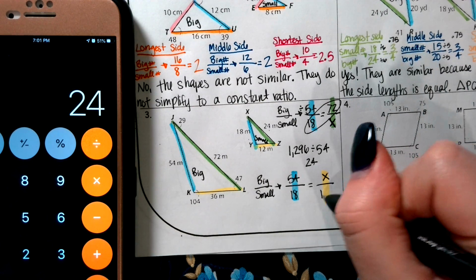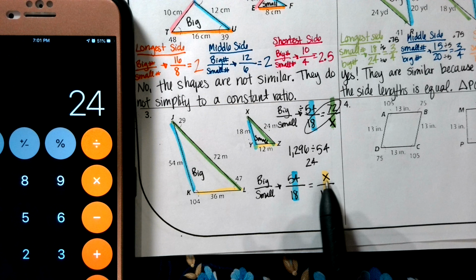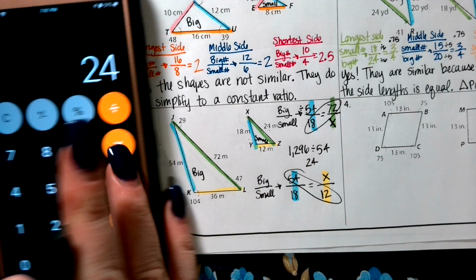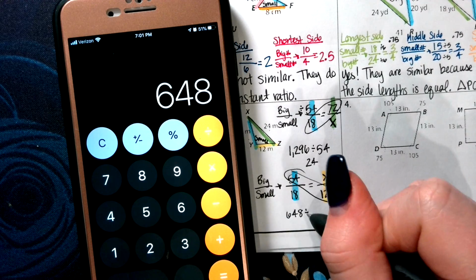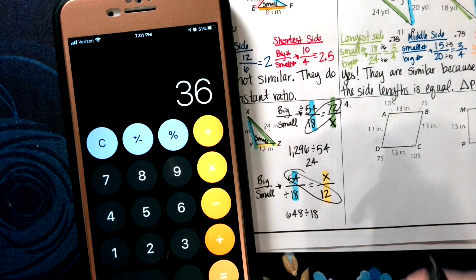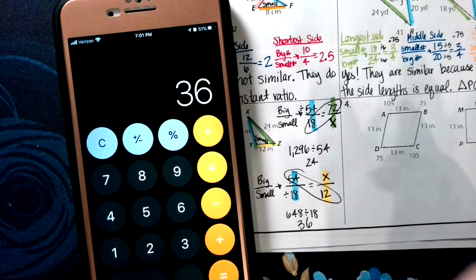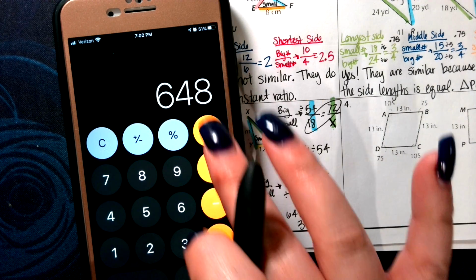Again, we're just checking to make sure that 36 is the right number that it should be. If X is 36, then that means these two are proportional. So we're going to cross multiply. So 54 times 12, we get 648. We then have to divide by the 18 that's left out, and we get 36. Did I type that wrong? 54 times 12, divide by 18, 36. Oh, duh, Andrea, duh.